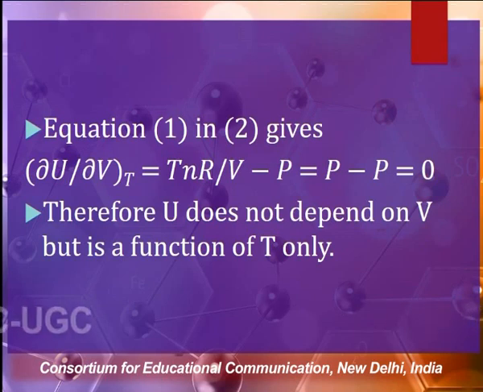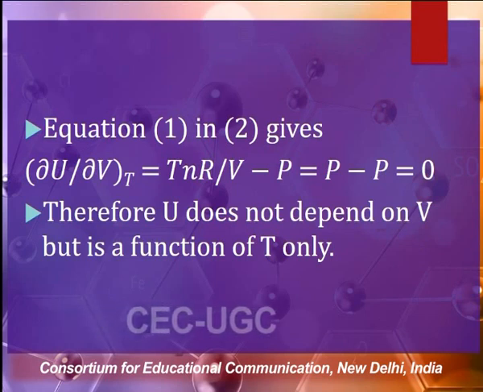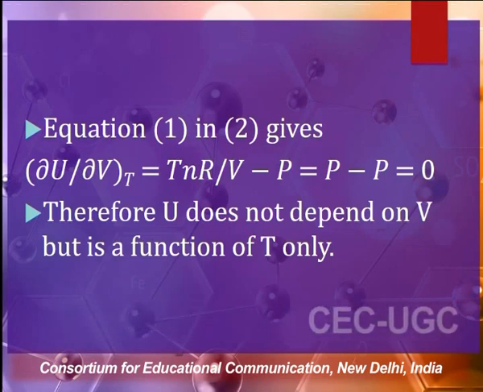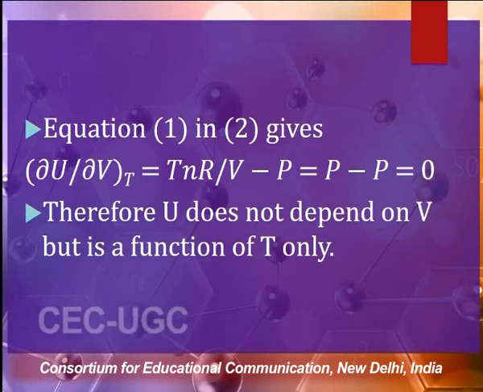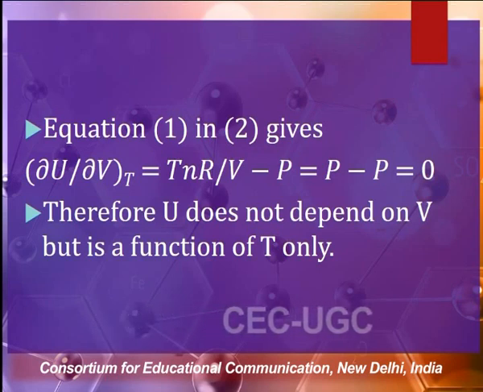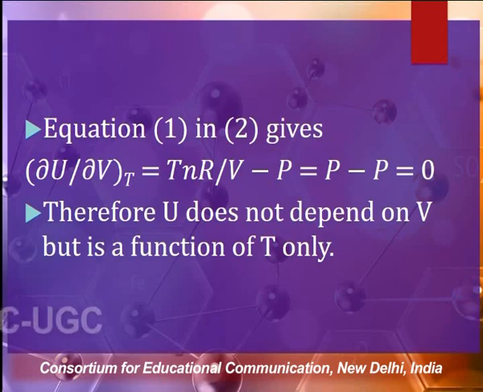What is nRT/V? It is simply P for an ideal gas. So we get P minus P is equal to 0, which means that U is independent of V. This is a very important feature of an ideal gas. For an ideal gas, the internal energy is a function of temperature alone. It does not depend upon the volume, as I mentioned before in my lectures, but again here I am reiterating this. This is not so for real gases. This particular property is only for ideal gases.